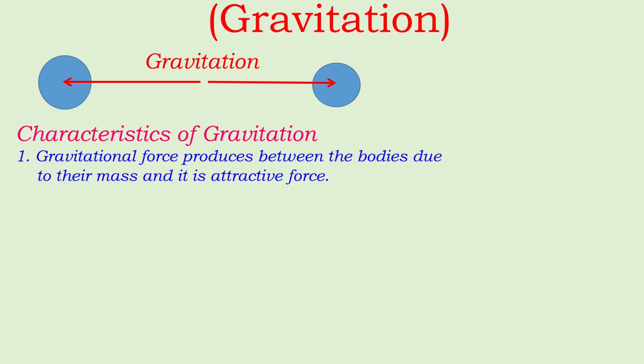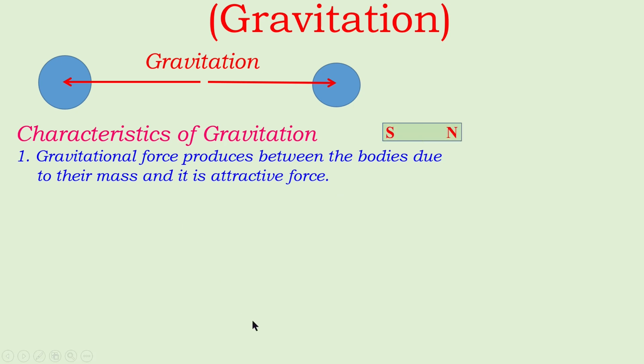First point, gravitational force is produced between bodies due to their mass, and it is always an attractive force. Whether the mass is very small like a dust particle or very huge like a star, if any substance, any matter has mass, then it has the capacity to pull another matter, and this force of attraction between two bodies is named gravitation. And this force is always an attractive force, never a repulsive force. I want to give some examples.